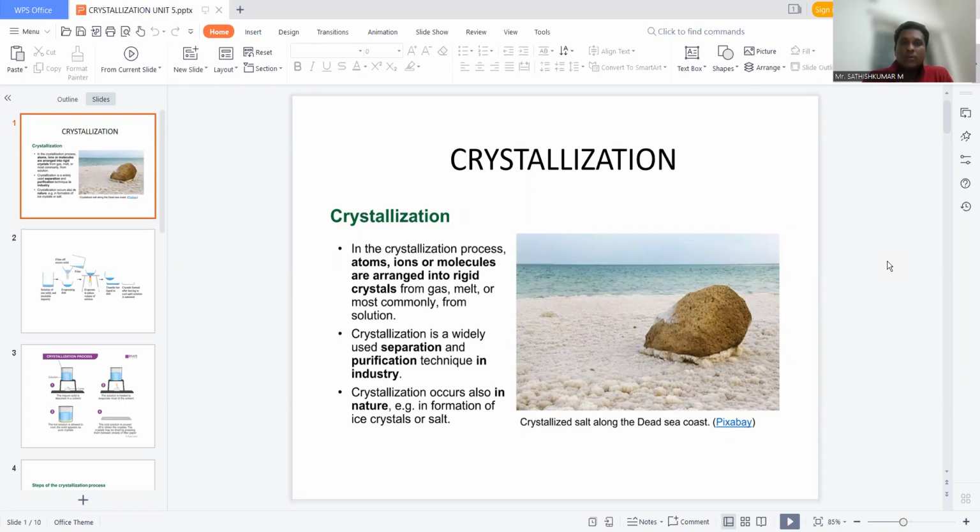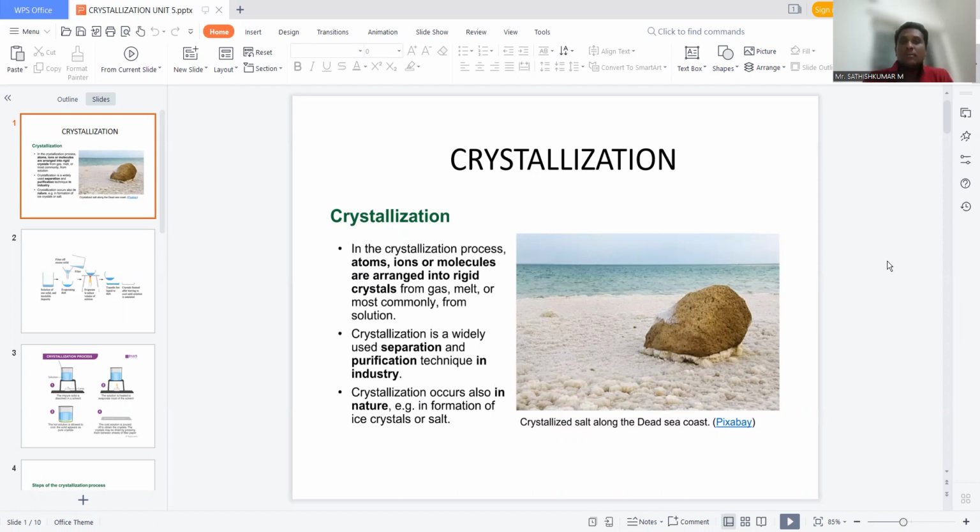Today, we are going to discuss the crystallization process. Among the unit operations followed in food industries, crystallization is one of the most important practices, followed in food and pharmaceutical industries to form crystal forms of particular food products. First, we have to know the basics of crystallization.